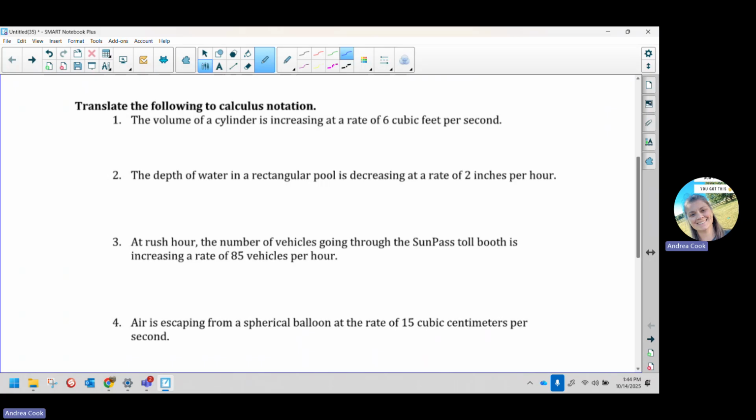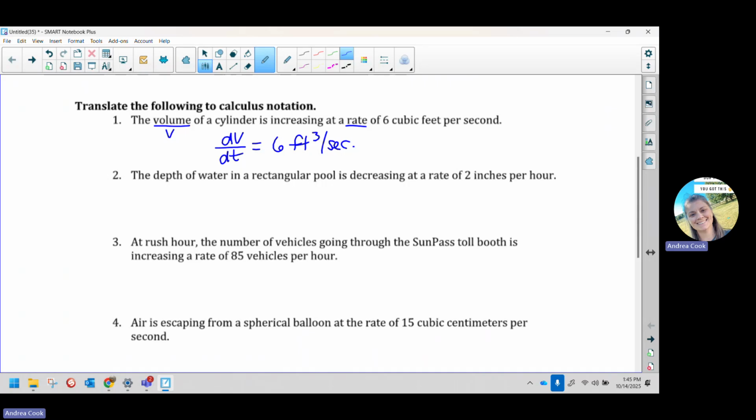All right, so this first one: the volume of a cylinder is increasing at a rate of 6 cubic feet per second. I'm using the variable v for volume. So it is a rate, and I'm going to change it to dv over dt. The rate of change in volume with respect to time is equal to 6 cubic feet per second. That's it. We're just changing it into notation.